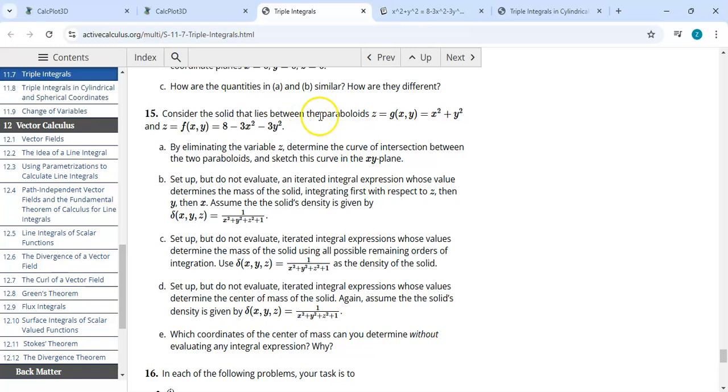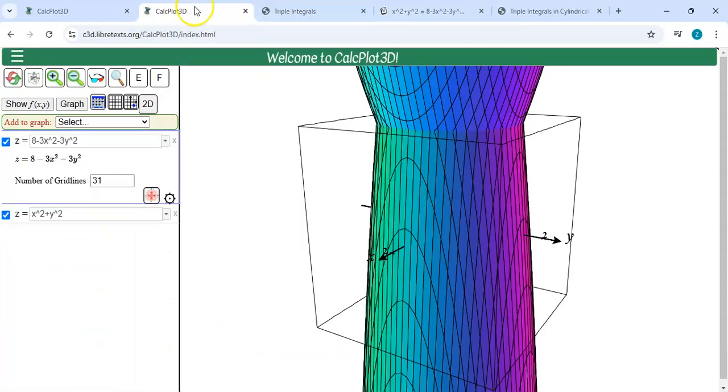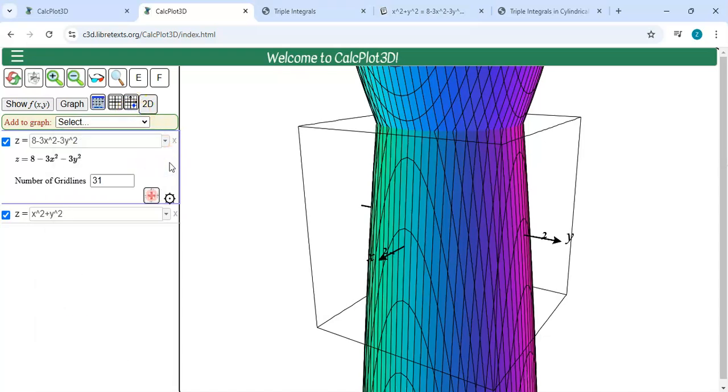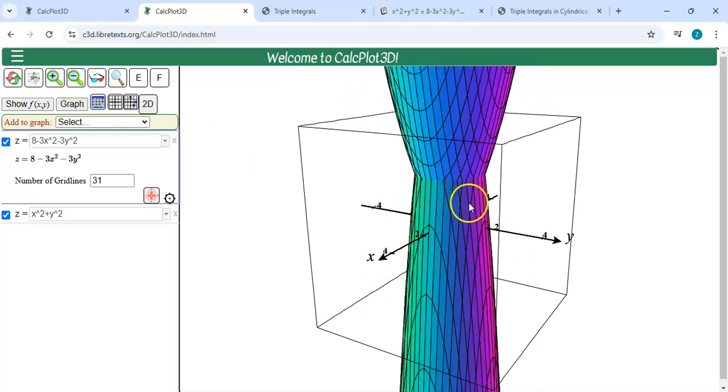So we've got two paraboloids, and the first thing that we're asked to do here, because basically we have a top and bottom function, is figure out which is on top. You could simply plug in a few values or graph them yourself in CalcPlot3D to figure out what's on top. So let's go ahead and do that. I've added the function z equals f of x, y to create both of these. Now you can see here that they kind of look the same.